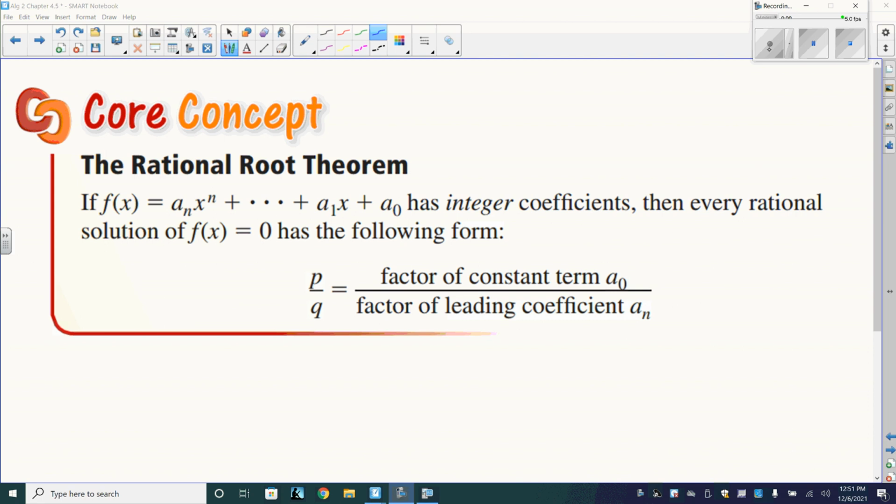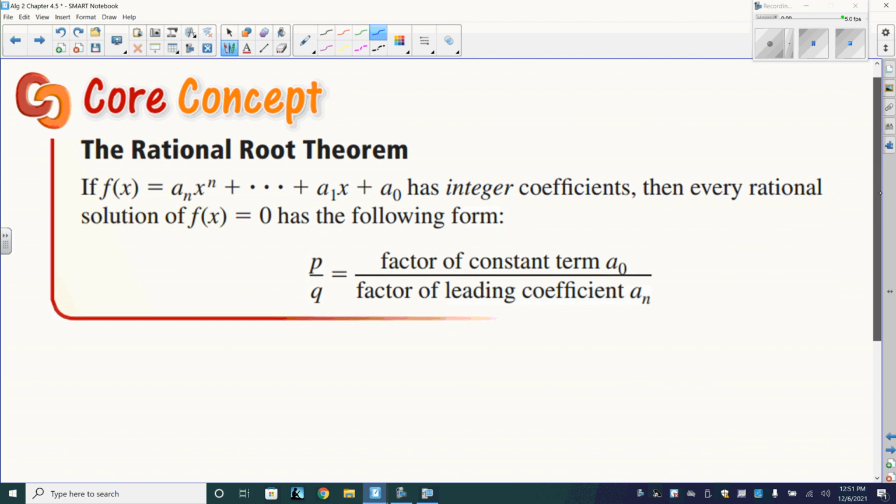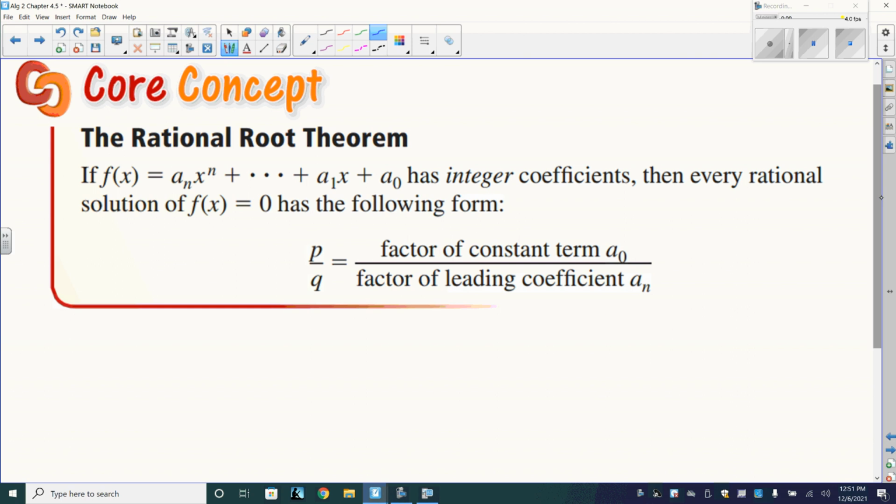So, what we started with on Friday was solving these higher degree polynomial functions. For the most part, we graphed them to see if we could find the solutions and then used the quadratic formula from there. The next thing we're going to look at is the rational root theorem.